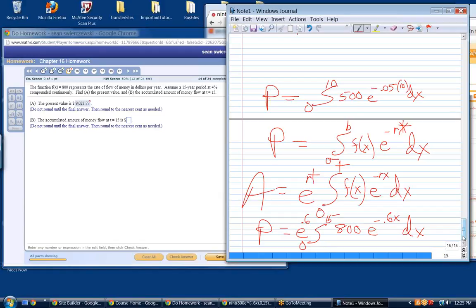Did we have the years right? 0 to 15? Yeah. I'm thinking we can get the second part of this correct by just multiplying the answer they told us, 9023.77, times e to the RT. Should I do that? Does that work? Because you have the p equals e to the 0.6 on the outside of the integral on that one.